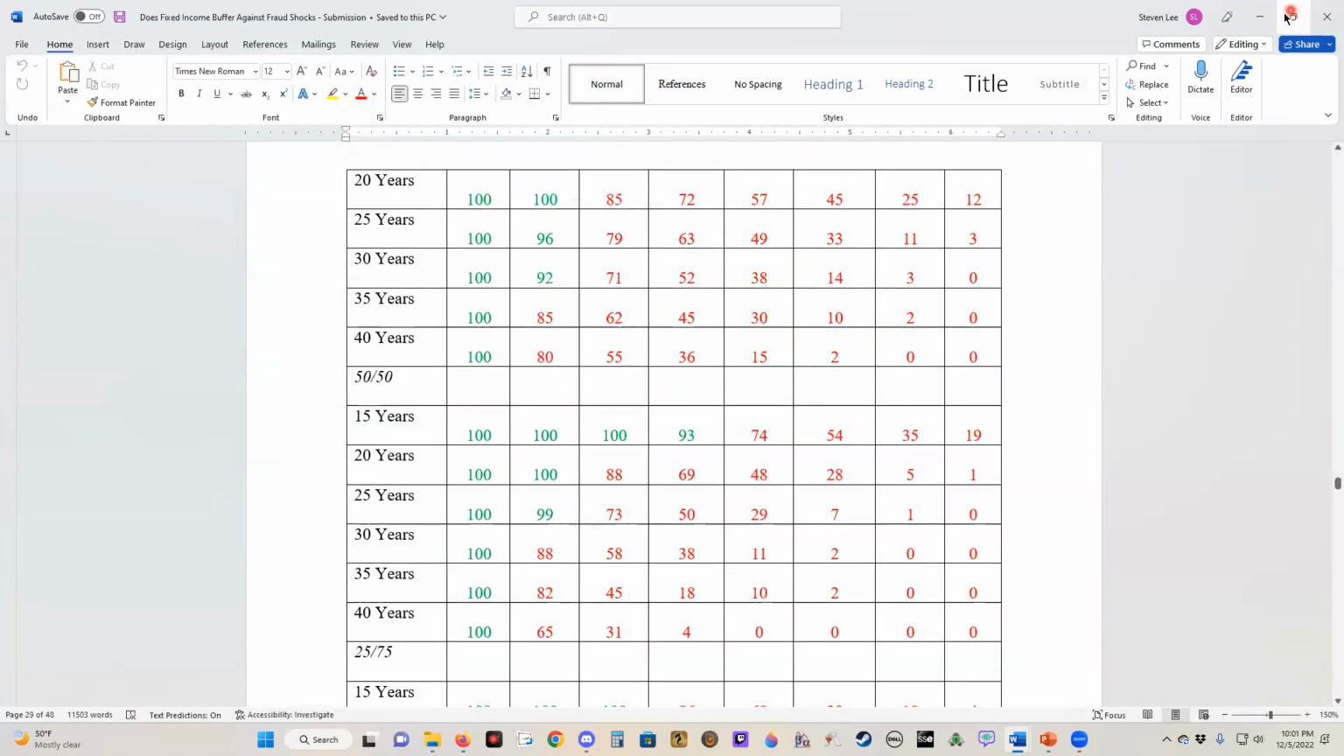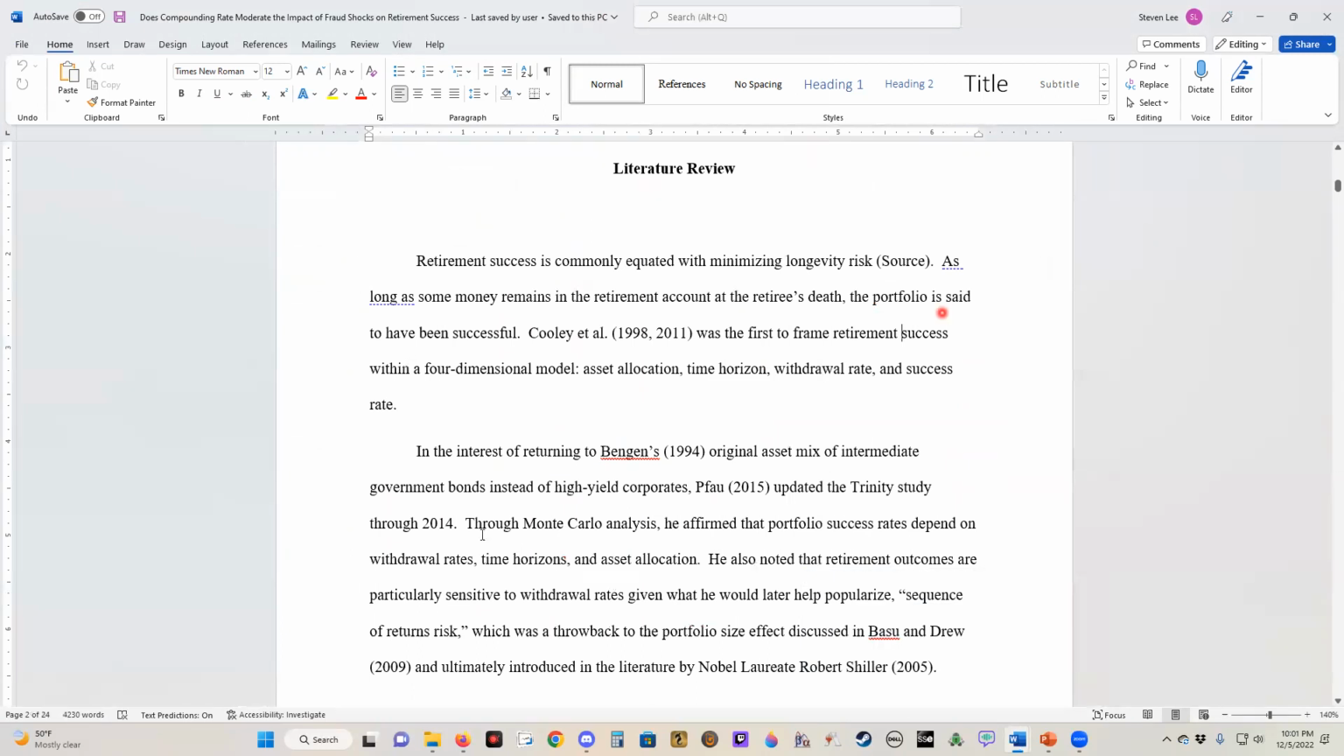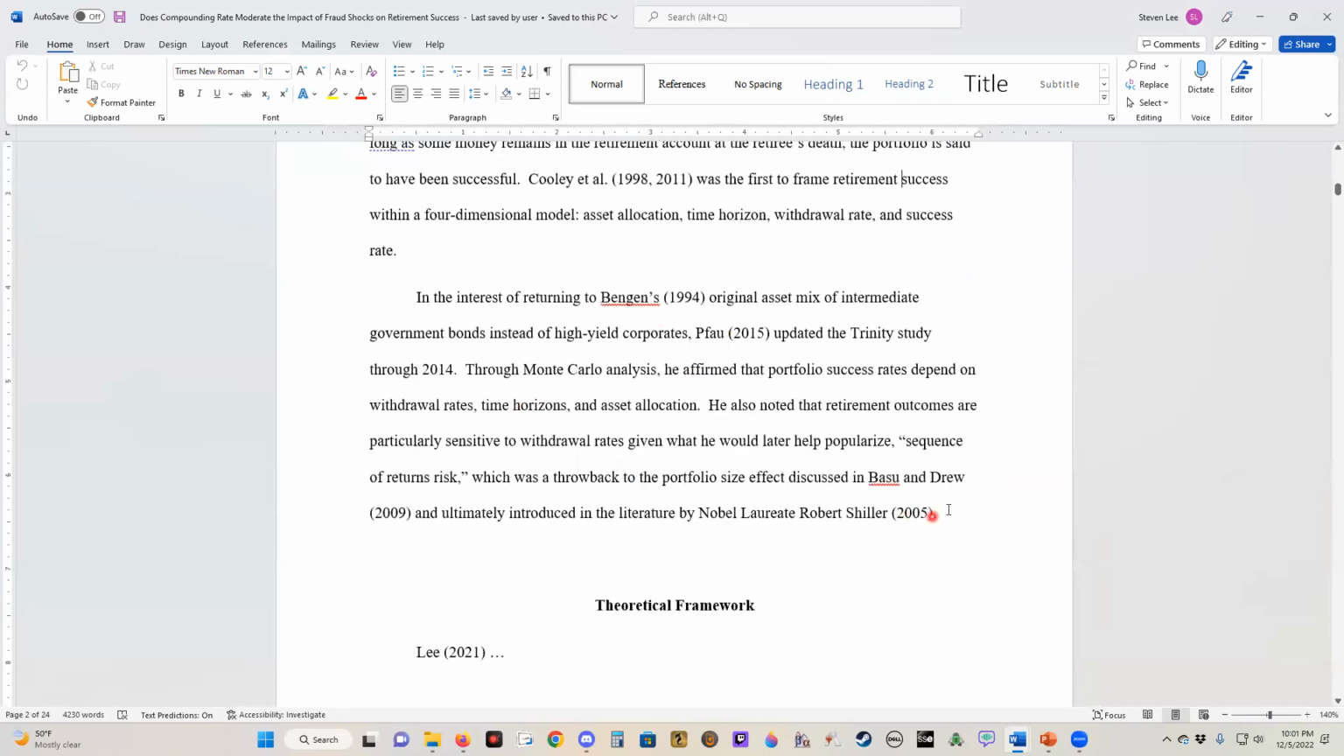Didn't mean to do that. Okay. So anyway, that's what we're looking at. I'm not sure really what to do with this. I think this is going to get slashed, but I do bring up Robert Shiller, and he's the same source for the data that I'm going to use in this study.